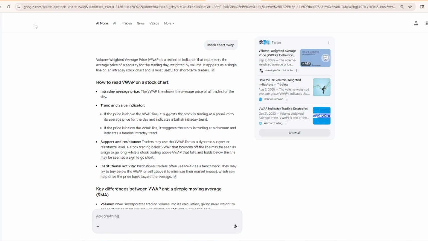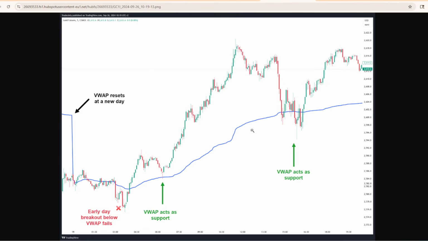I'll show you a couple images and talk you through it on TradingView, but here's the VWAP as an example, right? And so institutions use VWAP a lot. Their goal is to buy near the VWAP or maybe just below to get a little bit of a discount, because that's the average price of where the market has transacted.